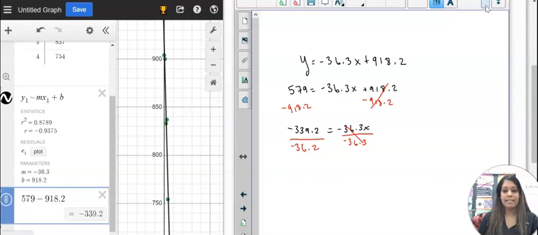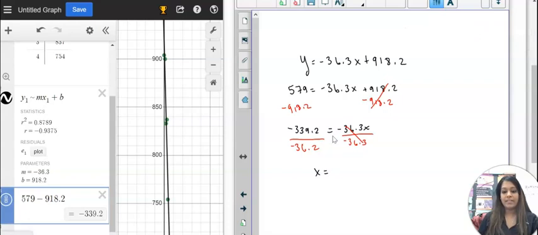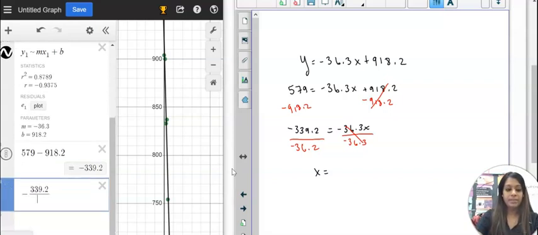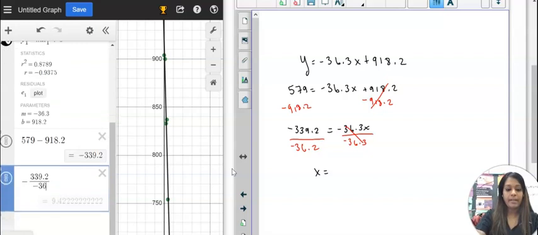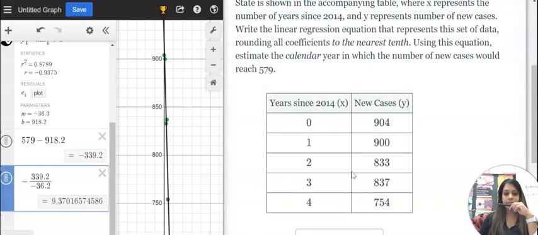And then you just have x remaining. I don't know why I said remaining. That's not even a word. But anyway, x equals these numbers divided together. So that negative 339.2 divided by negative 36.3. Okay, so it looks like x is equal to, I'm just going to write it out and then I'm going to worry about rounding depending on what Delta Math wants.